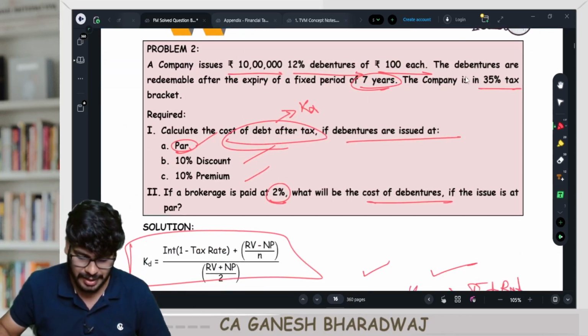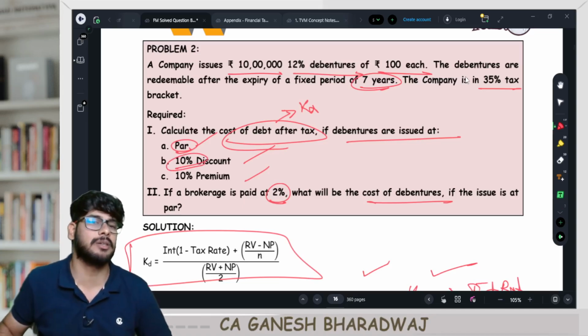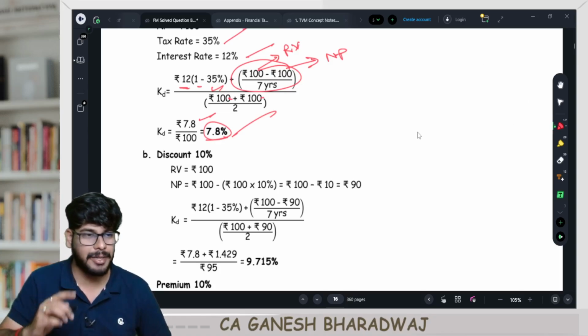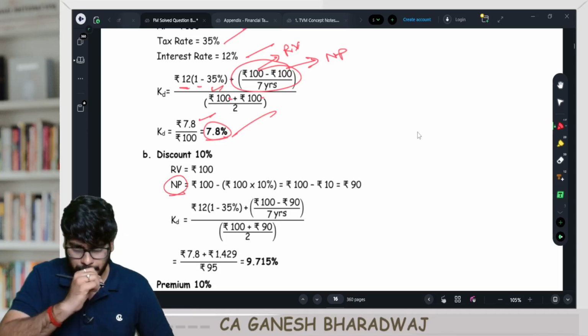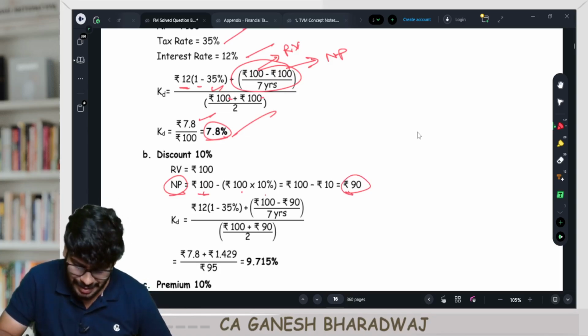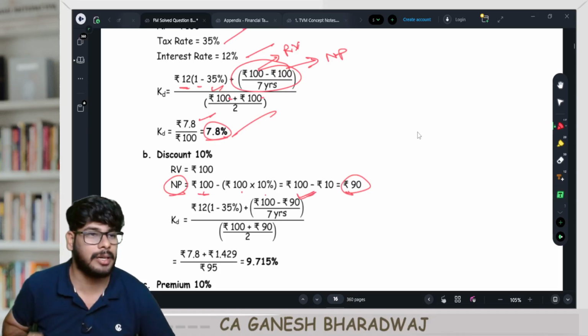Now, suppose in the same question, they are issuing it at 10% discount. What happens? Very simple. All the calculations are same. The only difference is what? Net proceeds will be 100 minus 10% on 100. That is going to be 100 minus 10, which is 90. And just substitute that alone in your calculation.